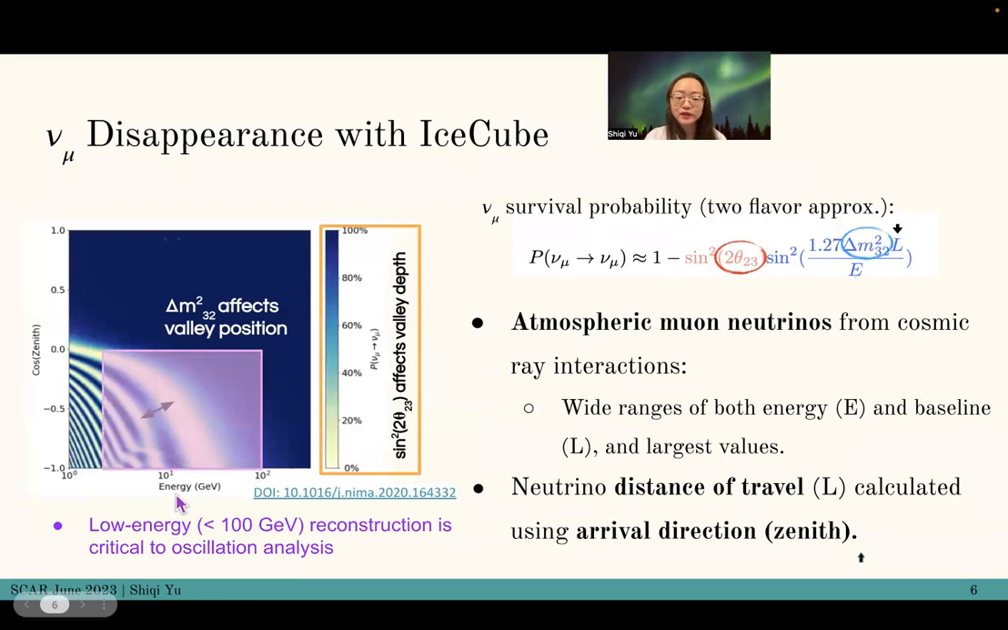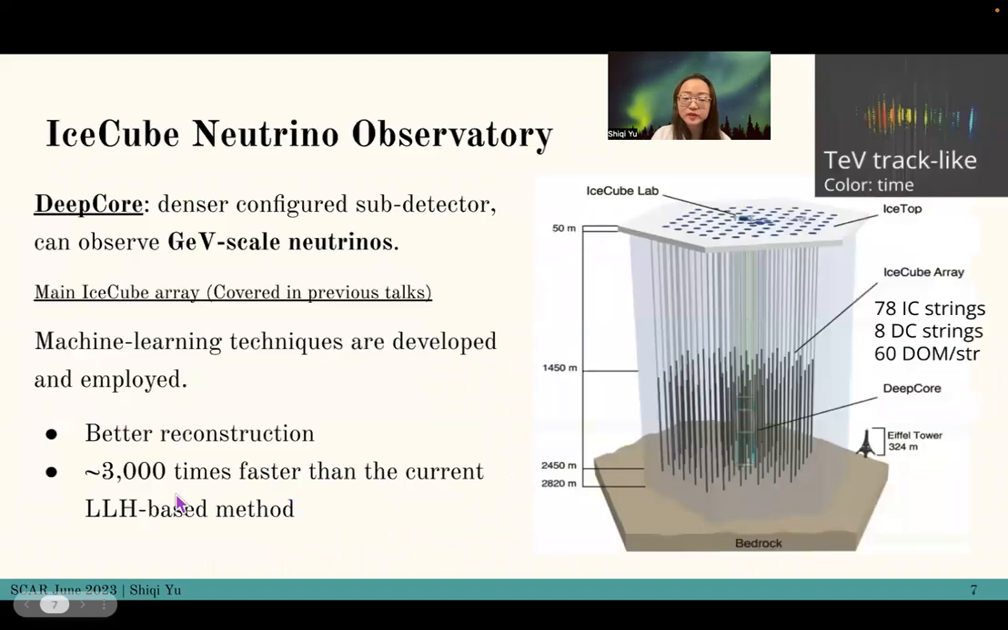So this is considered a low energy sample, and with the help of our sub-detector DeepCore, which is more densely configured and uses higher quantum efficiency DOMs, we can actually see these sub-100 GeV neutrinos. We employ machine learning techniques which not only give us better reconstruction, but are also about 3,000 times faster in runtime than the current likelihood-based method.